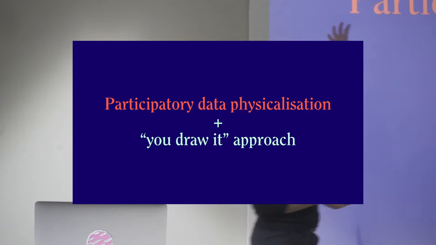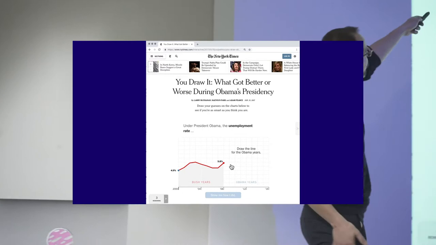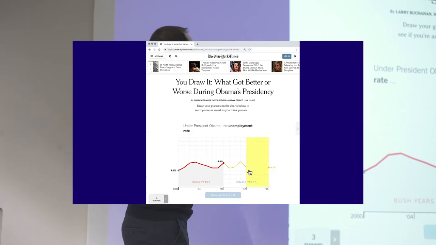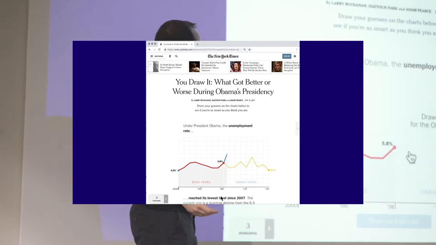So we made this, finally we explained what this first part is. Now let me briefly explain what the You Draw It approach is. The first time I saw You Draw It was in the New York Times. It was a series of projects, obviously articles, that asked the readers to participate. For instance, this one is about the Obama administration compared to the previous Bush administration.